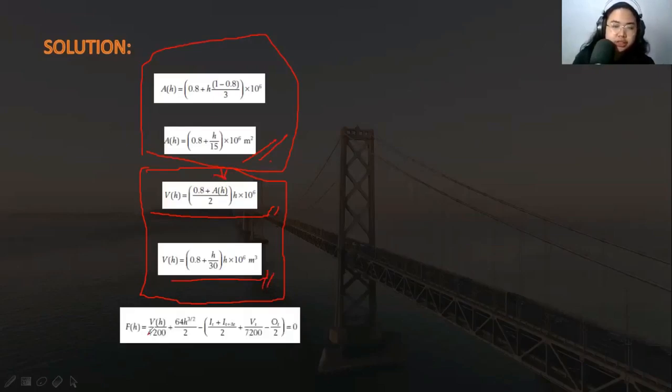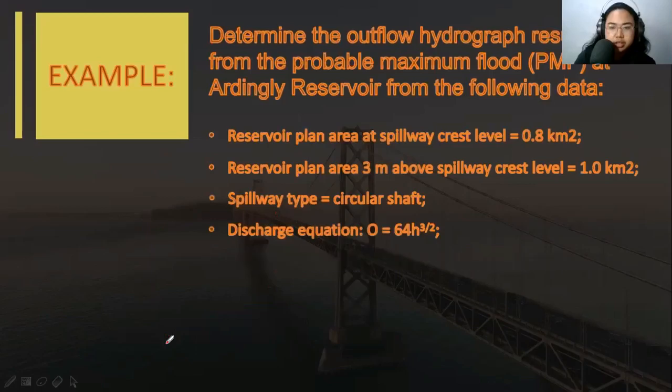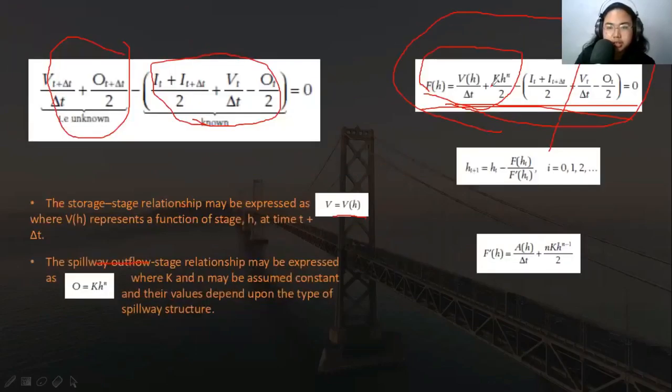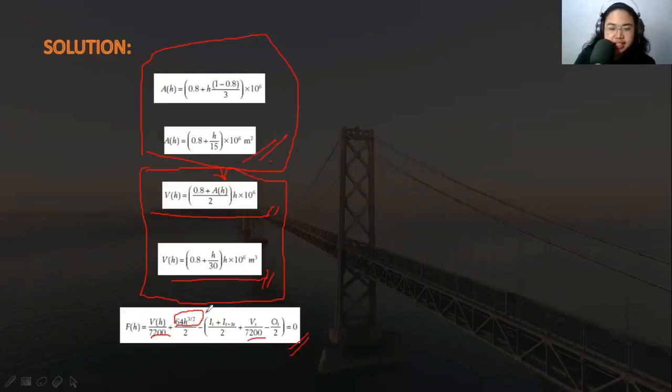The outflow is related to stage through the weir equation that I gave earlier, O is equal to 64 H raised to 3/2, choosing change of t equal to, for example, 7,200 seconds to correspond with the inflow data. So we come up with this equation. What was it up here earlier? This is it, this is what it is replaced with. 64 is the K, the constant.